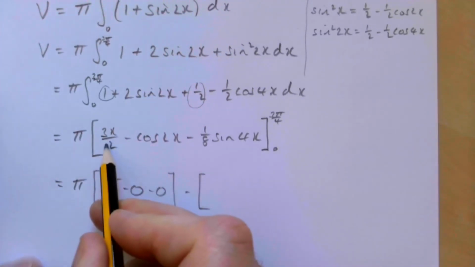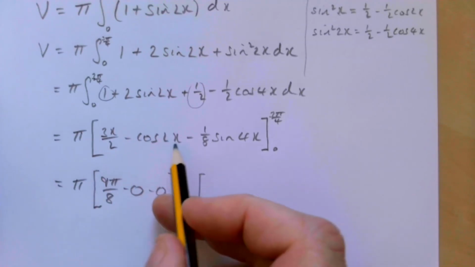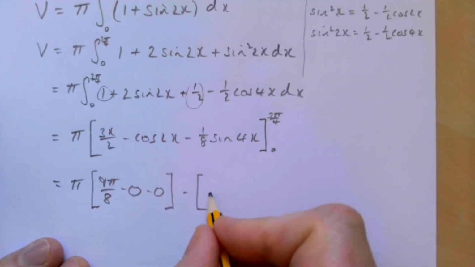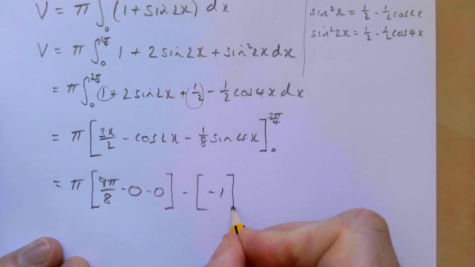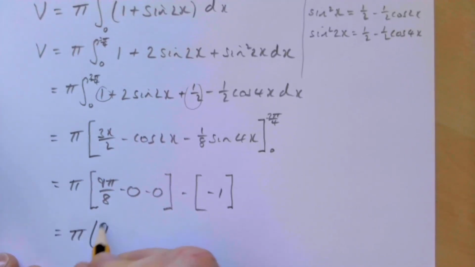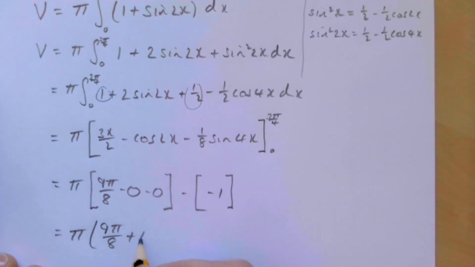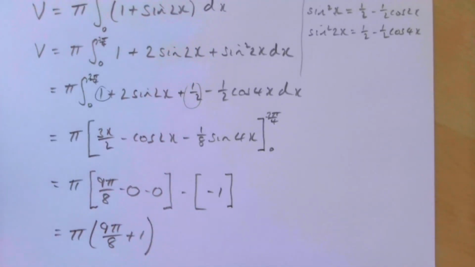substituting 0 in here. 0, that's just going to be 0. Remember, cos of 0 isn't 0, so cos of 0 is 1. So that's then going to be minus 1. And then that's going to be a 0 as well. So that's what we end up with. So our final answer, if you wish, would be 9 pi over 8 minus 1. So that's plus 1. And that's our answer there.